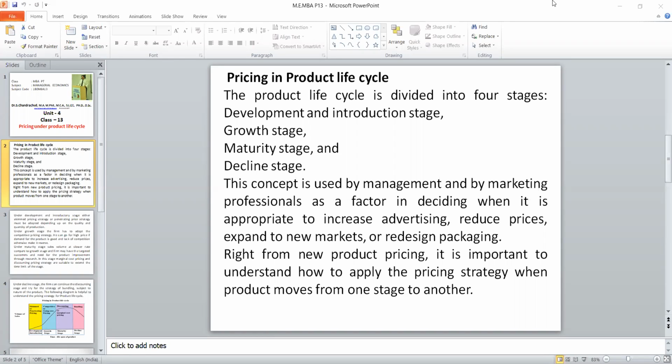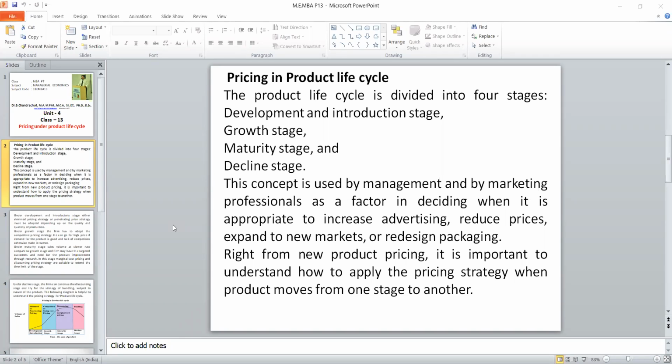And when that particular new market should move from development stage to growth stage, we should know when that particular product needs research and development, and how to redesign it, how to make more utility, all these things. Based on these only, we have to fix the price. So let us see one by one.